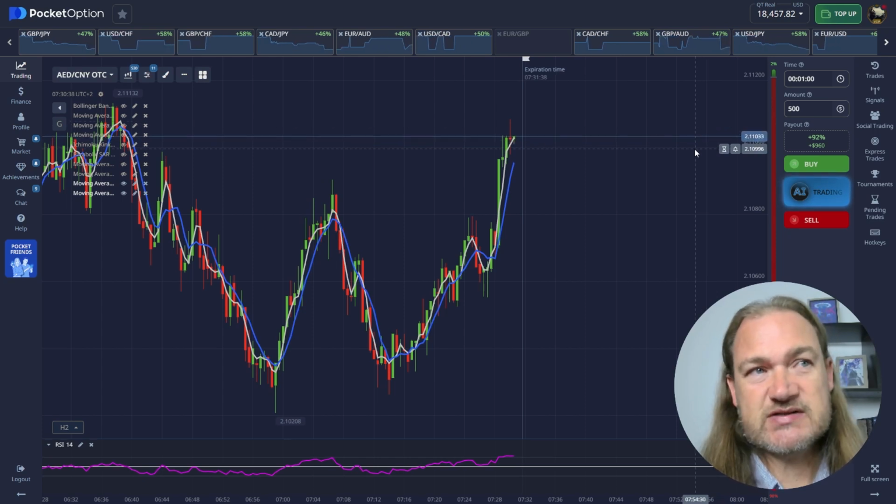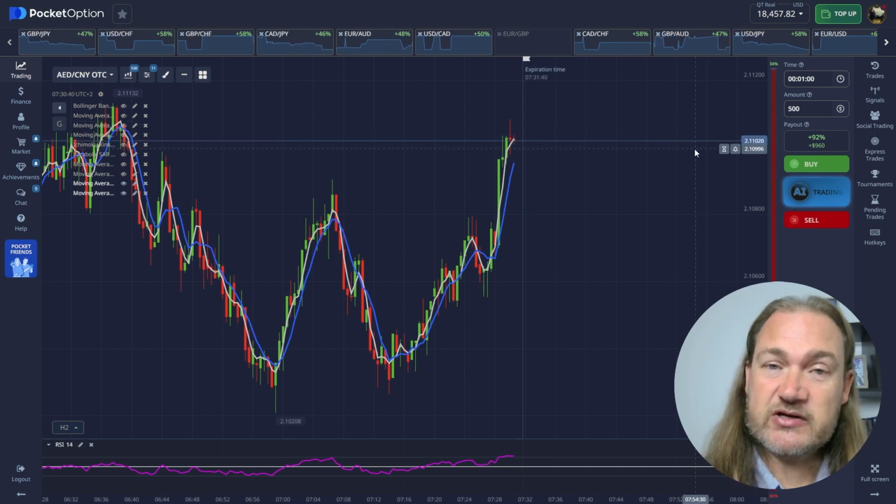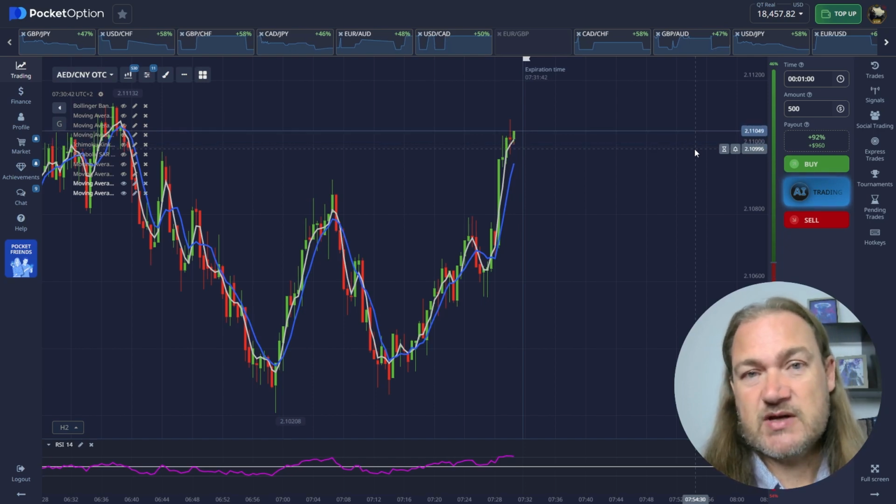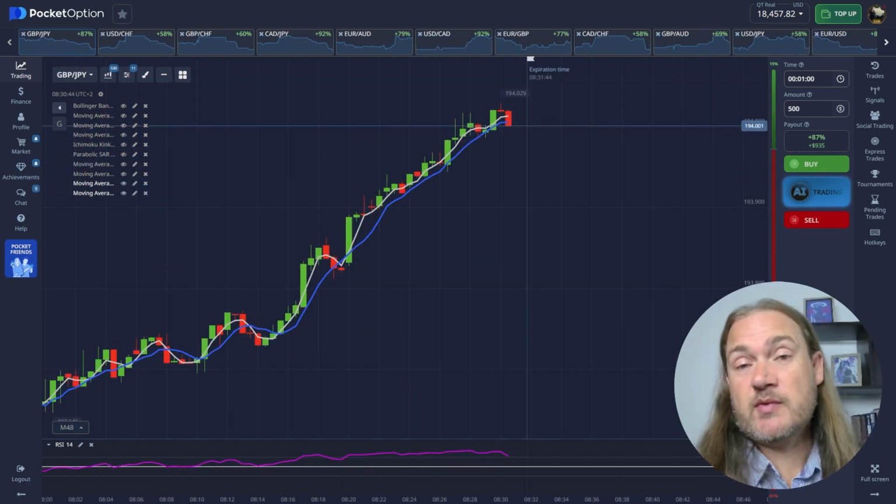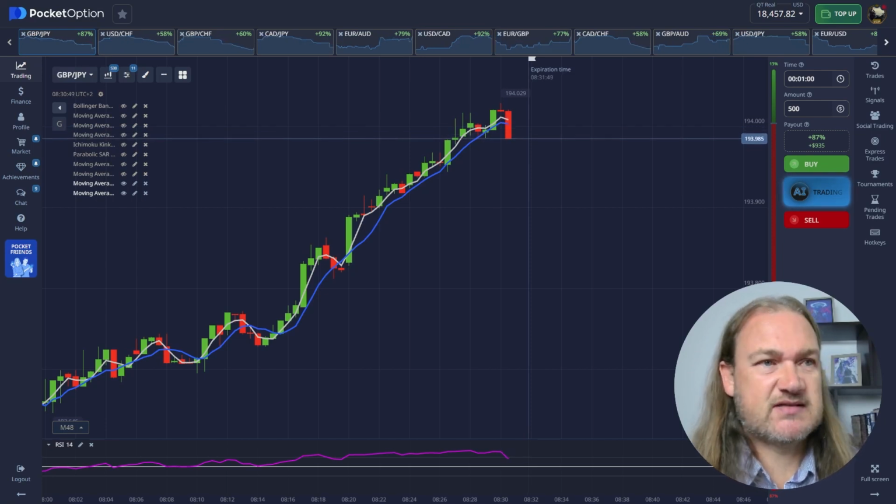Now that we've set up our platform and our indicators, we can start flipping through some assets and see if we can pick up any trades using this strategy.